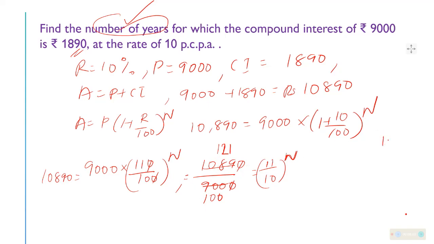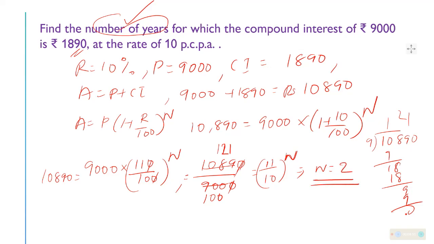You can do it here simply, 10890 divided by 9. Understood? 0 we cancelled earlier itself. Here by dividing with 9, you will be getting 100. Okay, so we got a relationship 121 upon 100 is equal to 11 upon 10 raised to the power of n. Okay, naturally 11 square is equal to 121, 10 square is equal to 100. So naturally n must be equal to 2. This way we solve it.